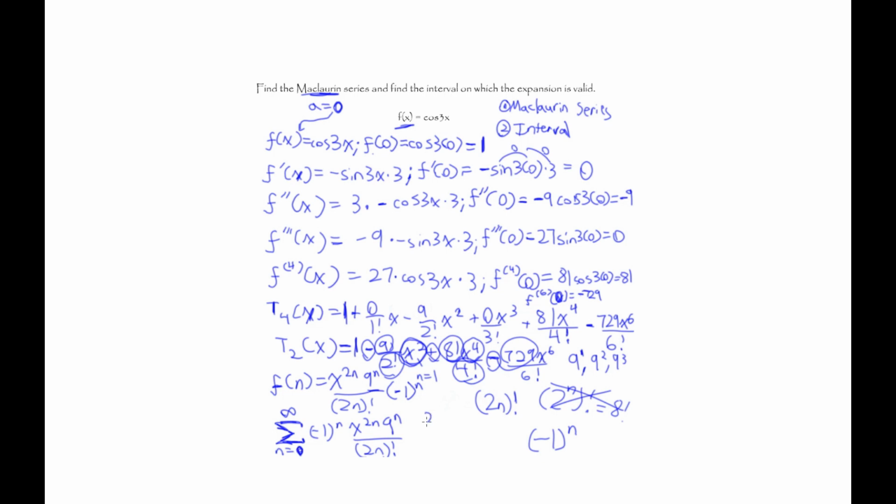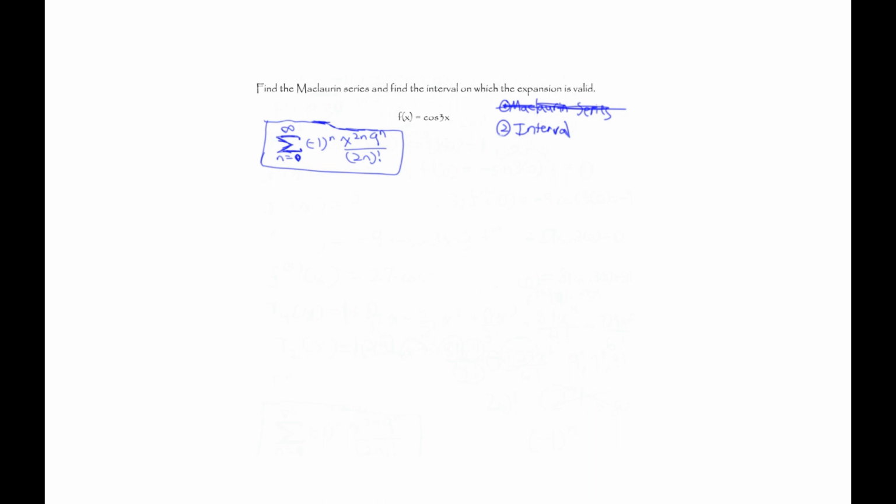Oh, and for those of you out there who just want to know why I allowed a 0 in the denominator, it's because 0 factorial is surprisingly equal to 1. And so that is our Maclaurin series, and that's the first part of the question. So on to our second step, where we determine the interval of convergence.